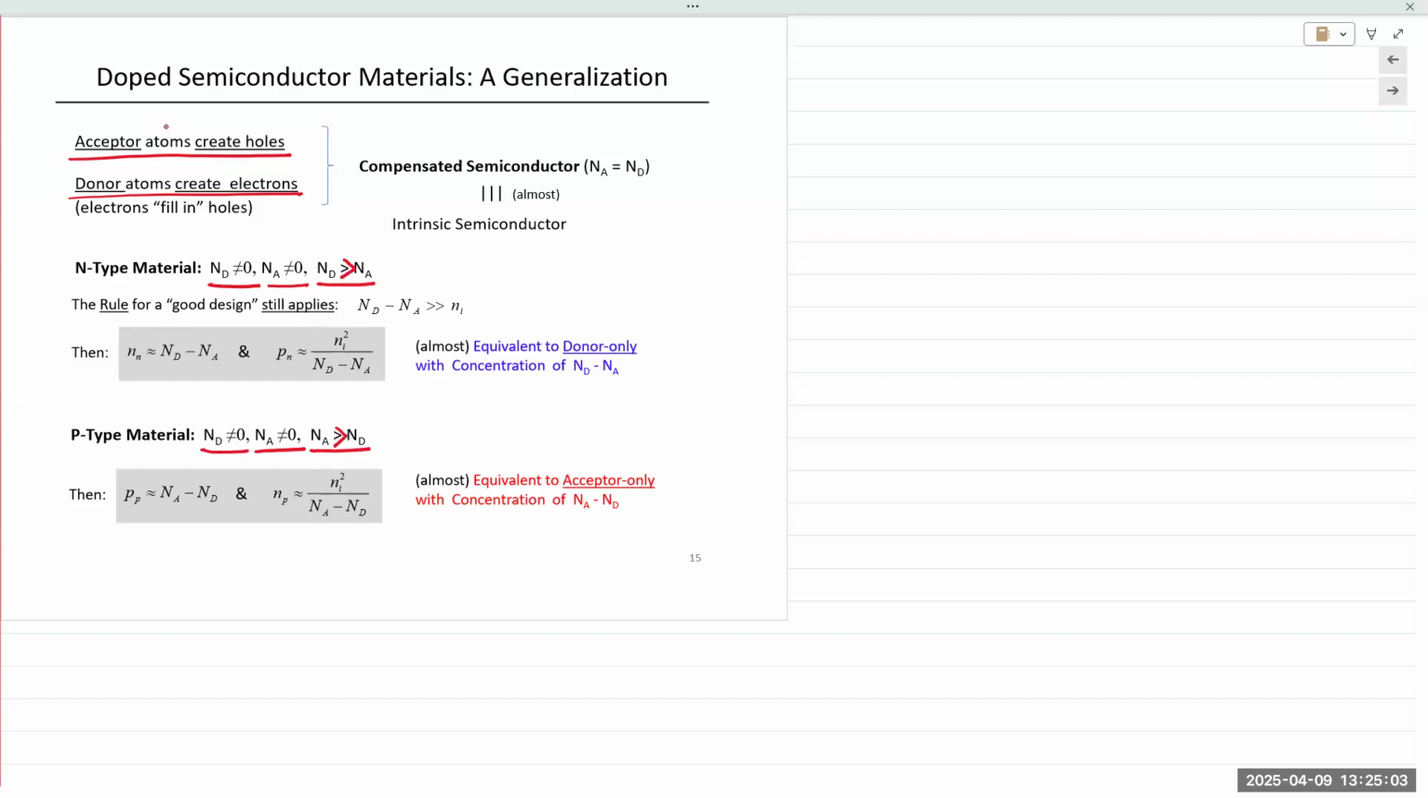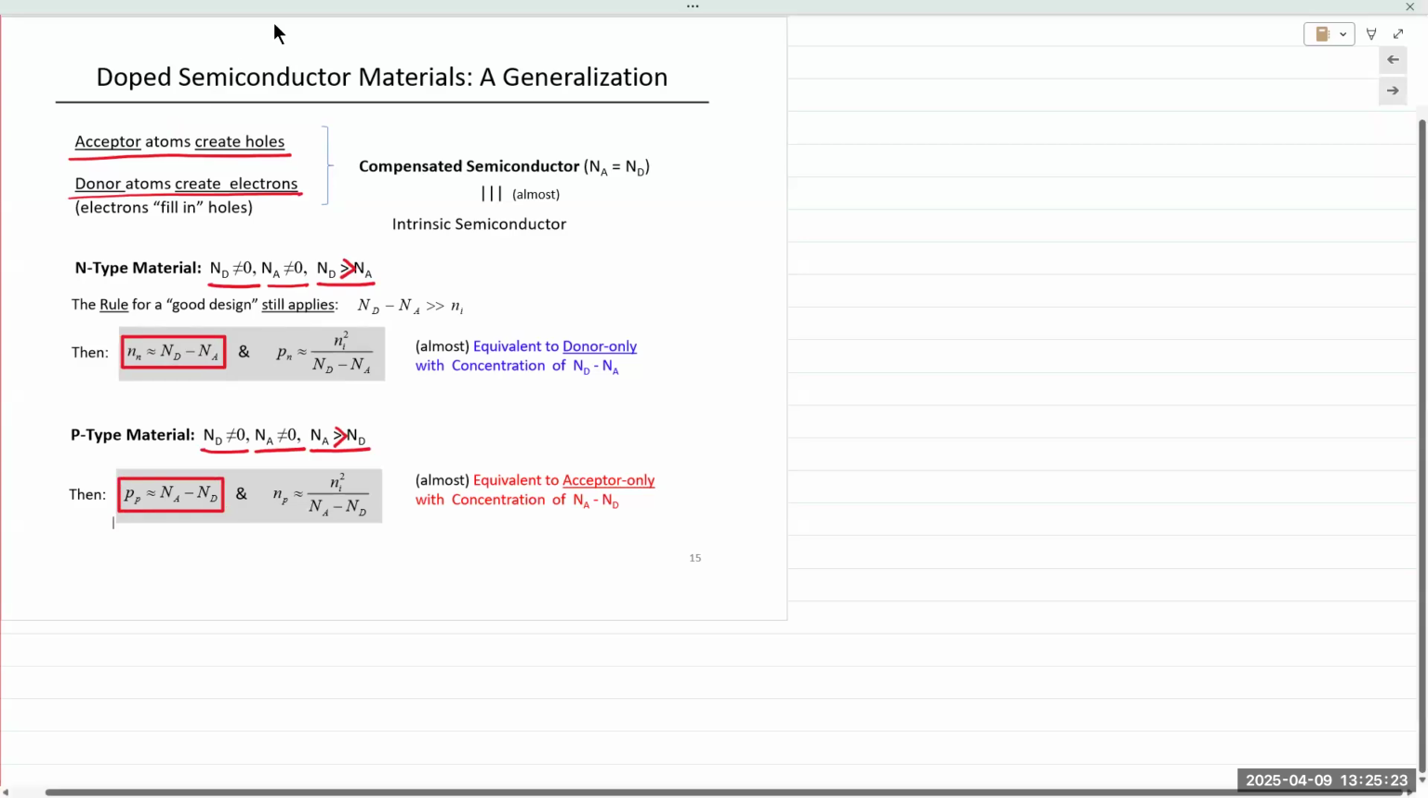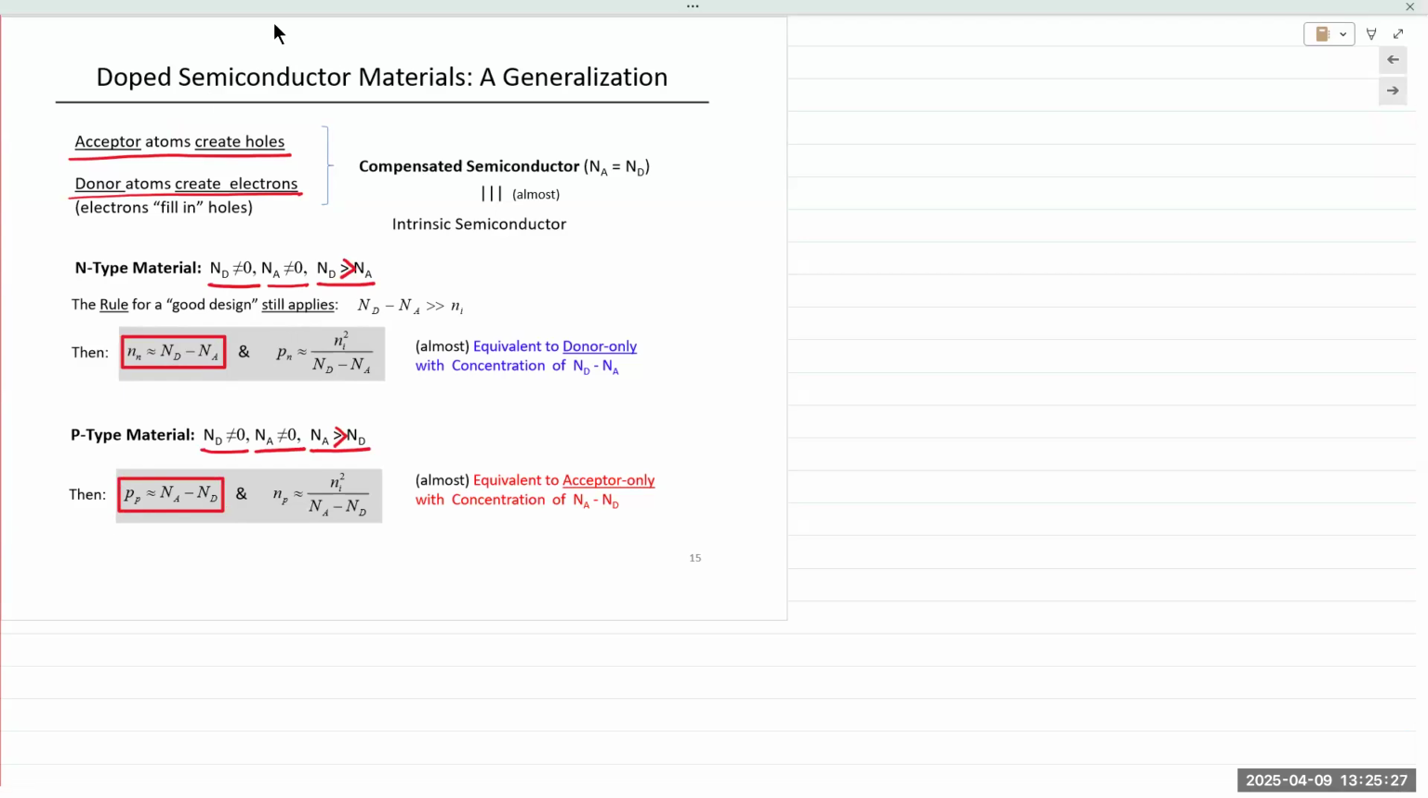Okay, so that's the point I made earlier. The number of electrons would be approximately equal to the difference. And here, the number of holes would be approximately equal to the difference. Okay. So far, so good. All right.